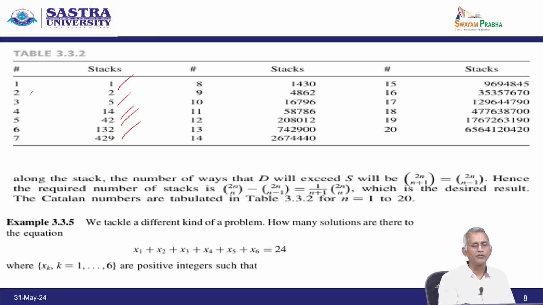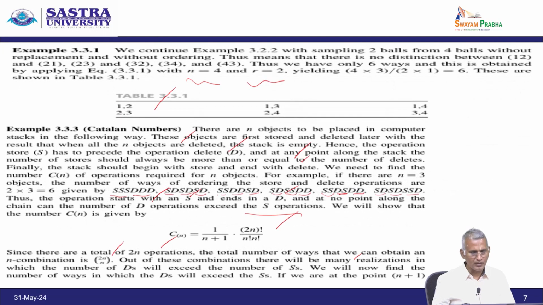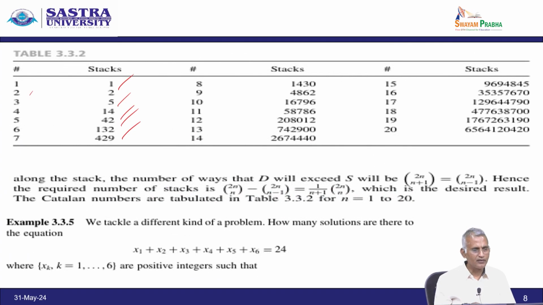Simply apply the formula we described previously, C of n equal to 1 by n plus 1 into 2n factorial by n factorial into n factorial, apply the number n so that the answer will come for the stacks. So, similarly go for 8, 9, 10, 11 and so on up to 20, the corresponding stack values we evaluated and we calculated, and this is the result.